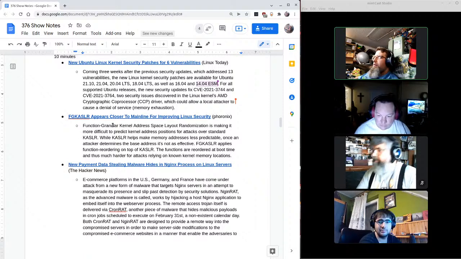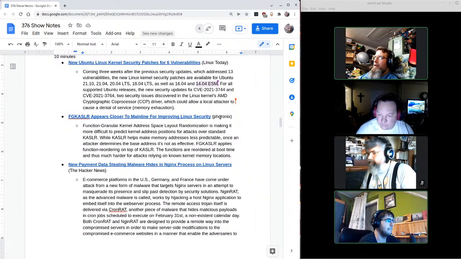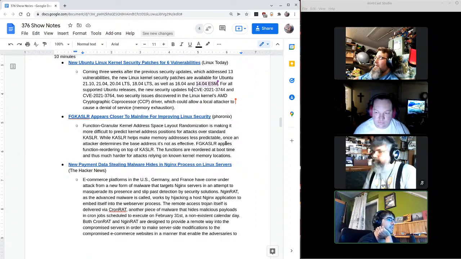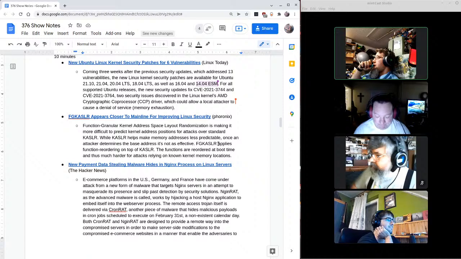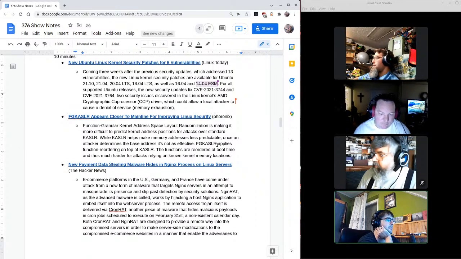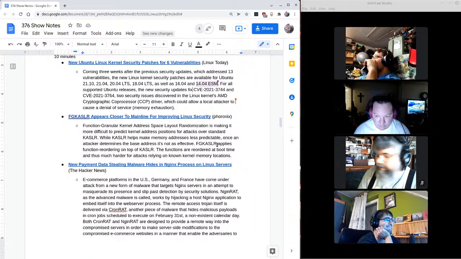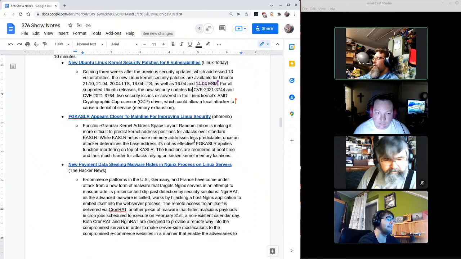FGKASLR appears closer to mainline for improving Linux security, from Phoronix. So I'm sorry, I didn't give anybody a chance to speak on the first one if they wanted to. Well, I just keep getting surprised how Ubuntu 14.04 is still being supported, but then I remember that in some places in the world, people are even running XP to this day. So, well, you can probably find a machine out there running Windows 98 if you really wanted to. Yeah, and it's probably a very crucial part of some company's infrastructure somewhere. Yeah, which is sad. But yeah, 14.04 getting updates is a little odd.